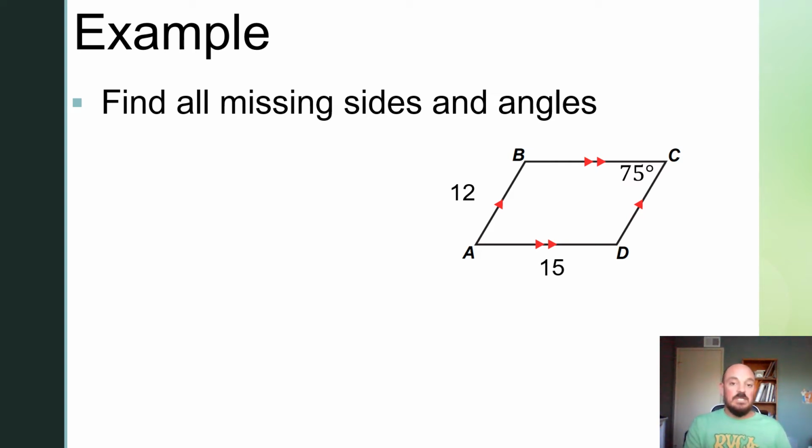Let's go through our 4 theorems in order. The first theorem said opposite sides are congruent. So if AB is 12, so is CD. And if AD is 15, so is BC. Okay, second theorem said opposite angles are congruent. So if angle C is 75 degrees, so is angle A.